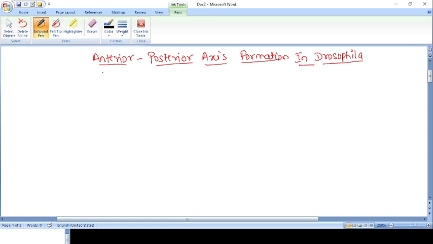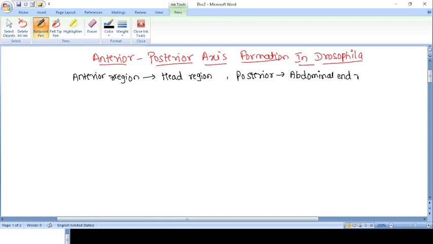First of all, we should know the basic concept, that is which one is the anterior region and which one is the posterior region. Anterior region, that is the head region. Head region is called the anterior region, and posterior region, that is the abdominal end region. Abdominal end region is called the posterior region. Is it clear about the anterior region and posterior region?